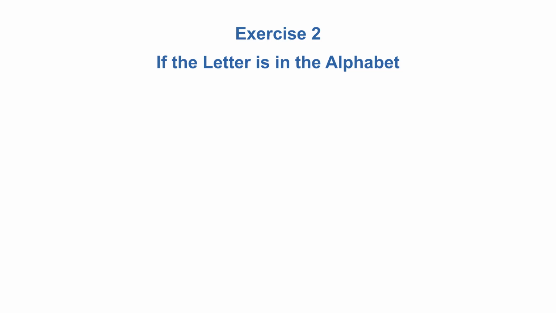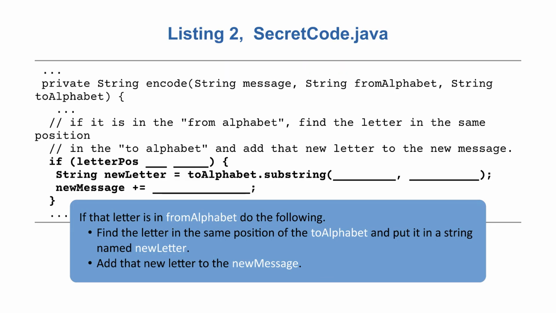The next planned step is, if the letter is in the from alphabet, find the letter in the same position in the to alphabet and add that new letter to the new message. Exercise 2. If the letter is in the alphabet. If that letter is in from alphabet, do the following. Hint: consider what indexOf would have returned if the letter wasn't found. Then find the letter in the same position of the to alphabet and put it in a string named new letter. Hint: use string's substring method. Then add that new letter to the new message.